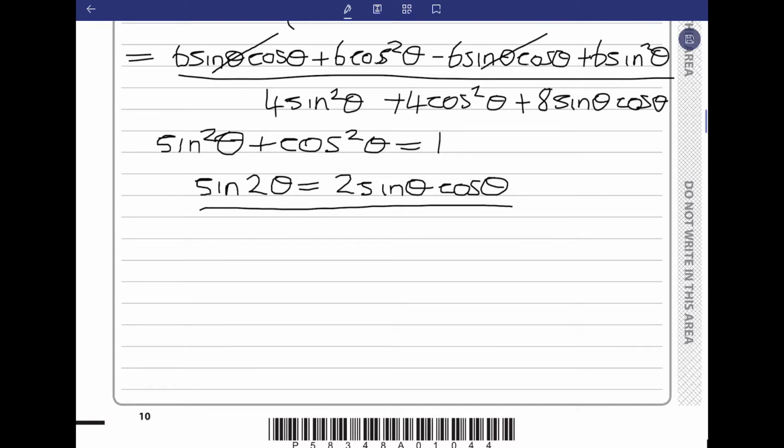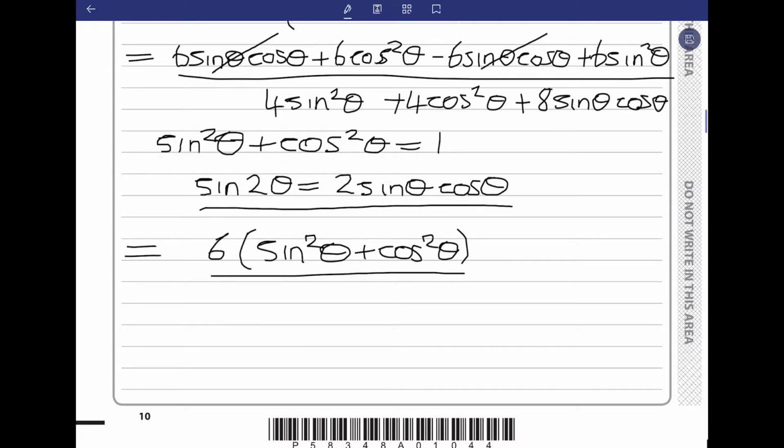So now let's have a look what we have on the top. We have 6 lots of sine squared theta plus cos squared theta. And on the bottom we have 4 lots of sine squared theta plus cos squared theta. But we also have 8 sine theta cos theta, which is actually 4 lots of sine 2 theta. So we have this. So let's simplify this. 6 divided by 4 is 3 over 2.